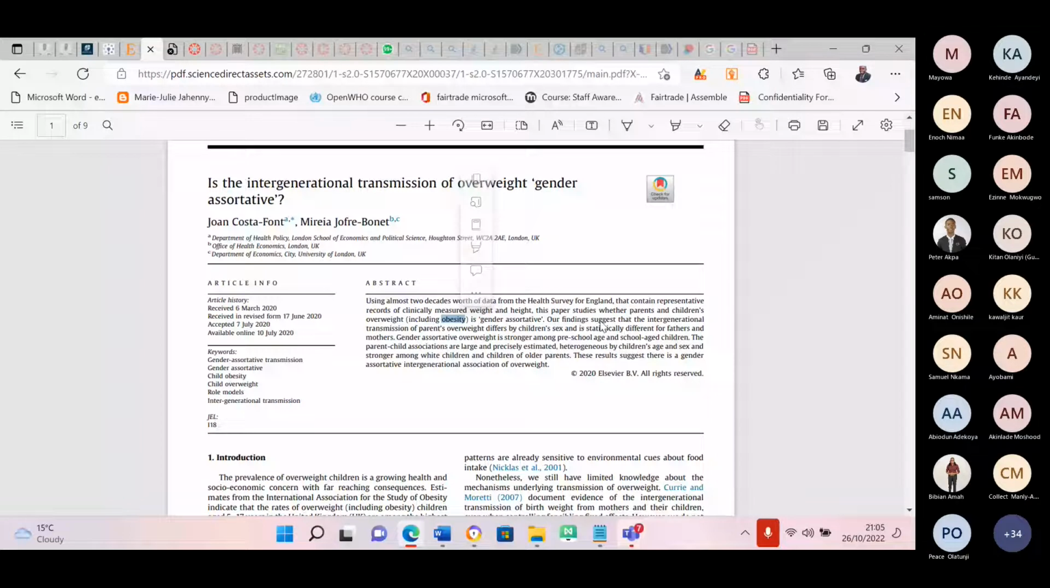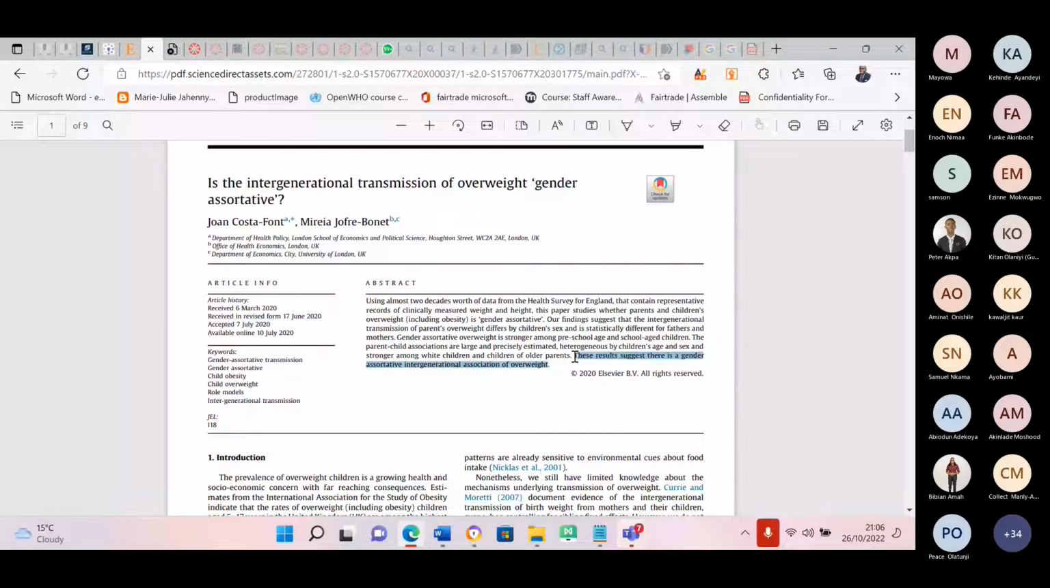Now, what were the principal findings? The findings suggest that, 1, 2, 3, 4, 5, 6. So this is the main thing that they found. Was it addressing my topic in any way? Then, what was their conclusion? The result suggests that there is a gender associative intellectual association of overweight. So this article may not address my topic, but it is related. Now I know what the article is all about.